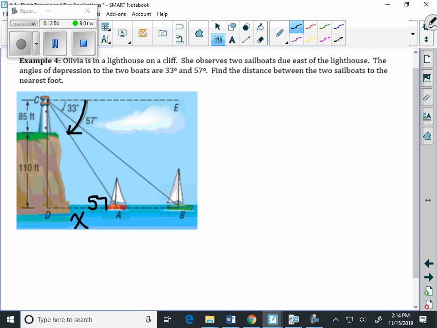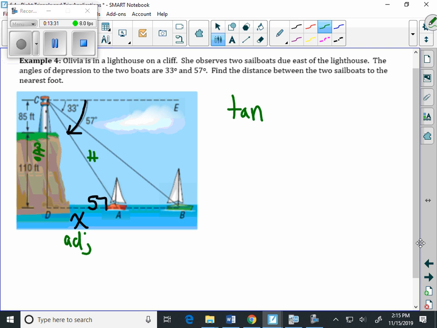So we're going to label our triangle, and across from the right angle is the hypotenuse. Across from the 57 is the opposite, which means that the X is the adjacent. We want to find the adjacent length. We know the opposite length, and we need one more thing before we set this up: which function relates opposite and adjacent? Well, it's going to be the tangent function.